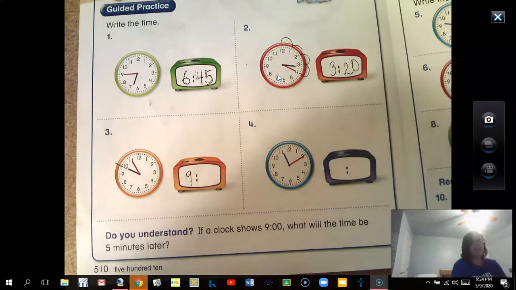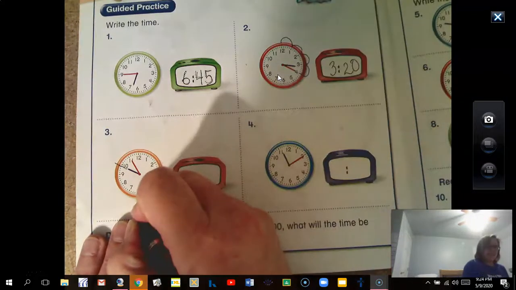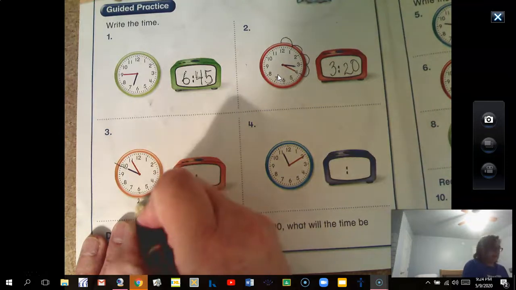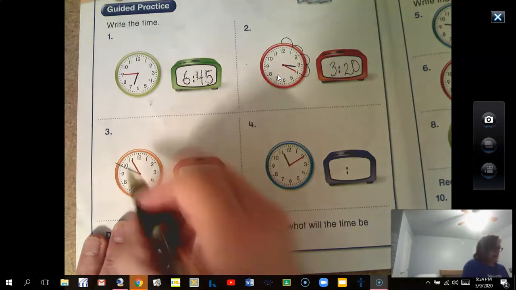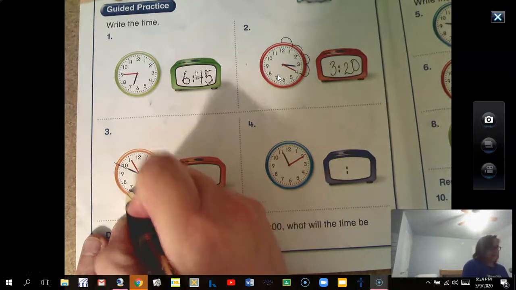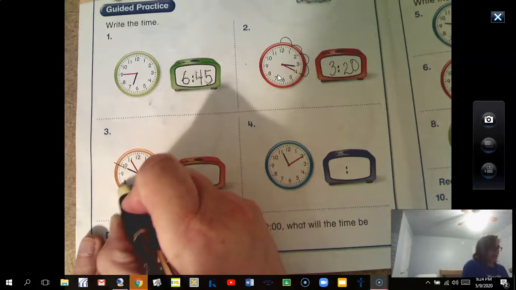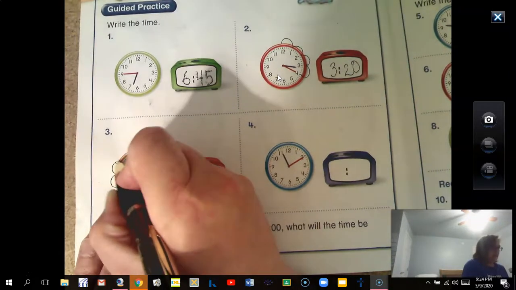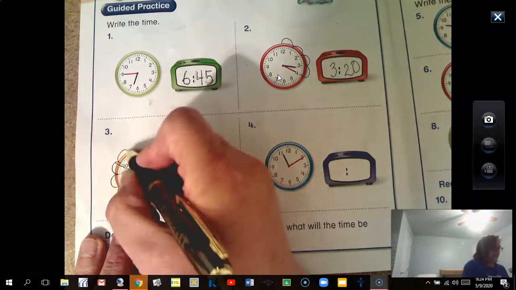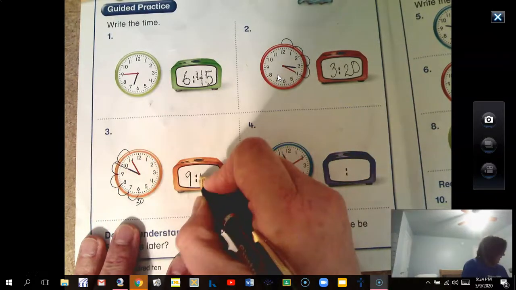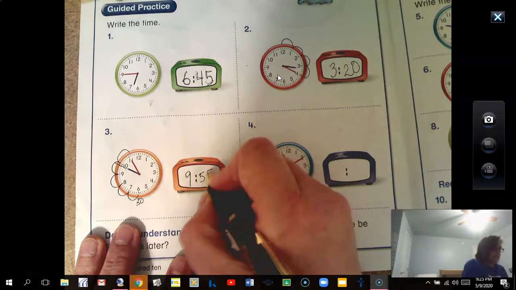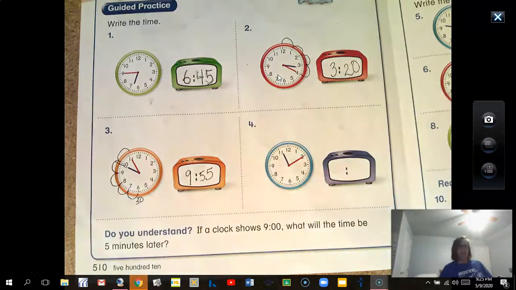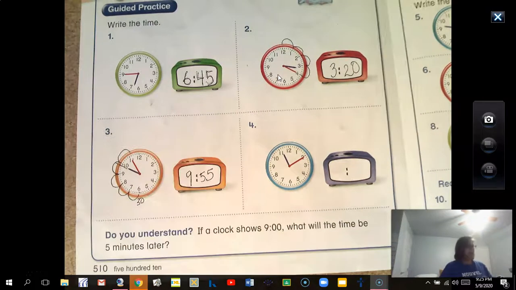But boys and girls, I don't want to go all the way around, so I'm going to start at the 6. We know that's 30, okay? So count with me. 35, 40, 45, 50, 55, 9:55. It's only 5 minutes away from 10 o'clock.